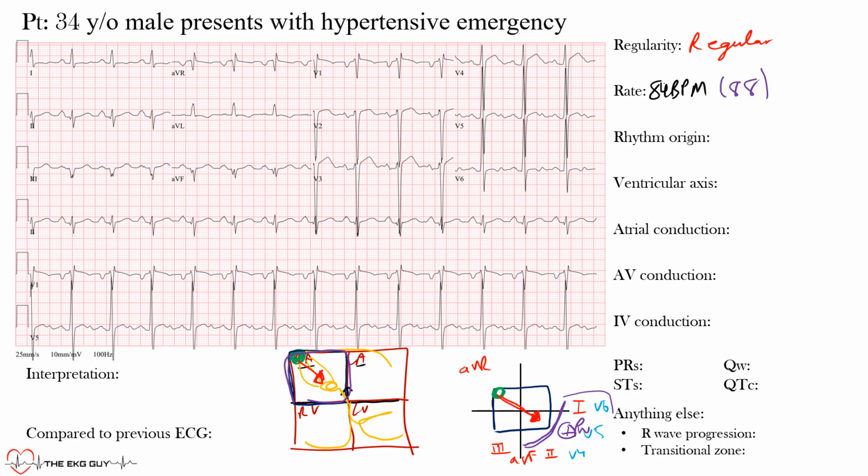Now notice it's moving away from AVR. So in AVR we should see negative P waves in sinus rhythm. Okay, so now let's see if we have sinus rhythm present. Okay, if not, we can say we have an ectopic atrial rhythm. So let's look at our leads.